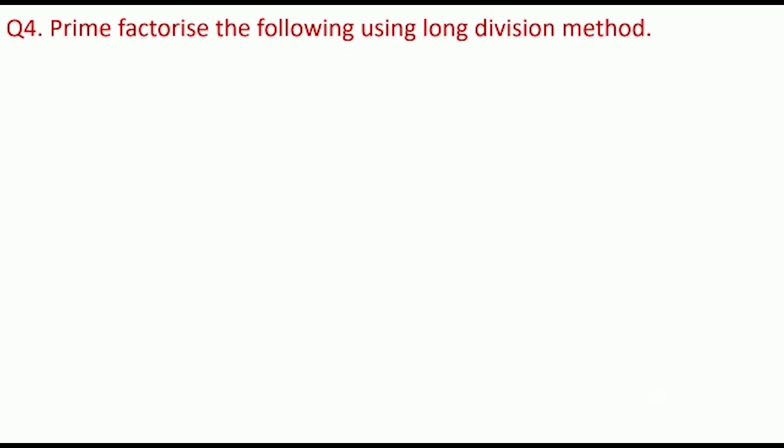Okay. Now see question number 4, children. Question number 4 is prime factorize the following using long division method. Okay, we have to find the prime factorization by long division method. Okay, question number A is 56. So this 56 can be divided by 2, children. So divided by 2, you will get 28.